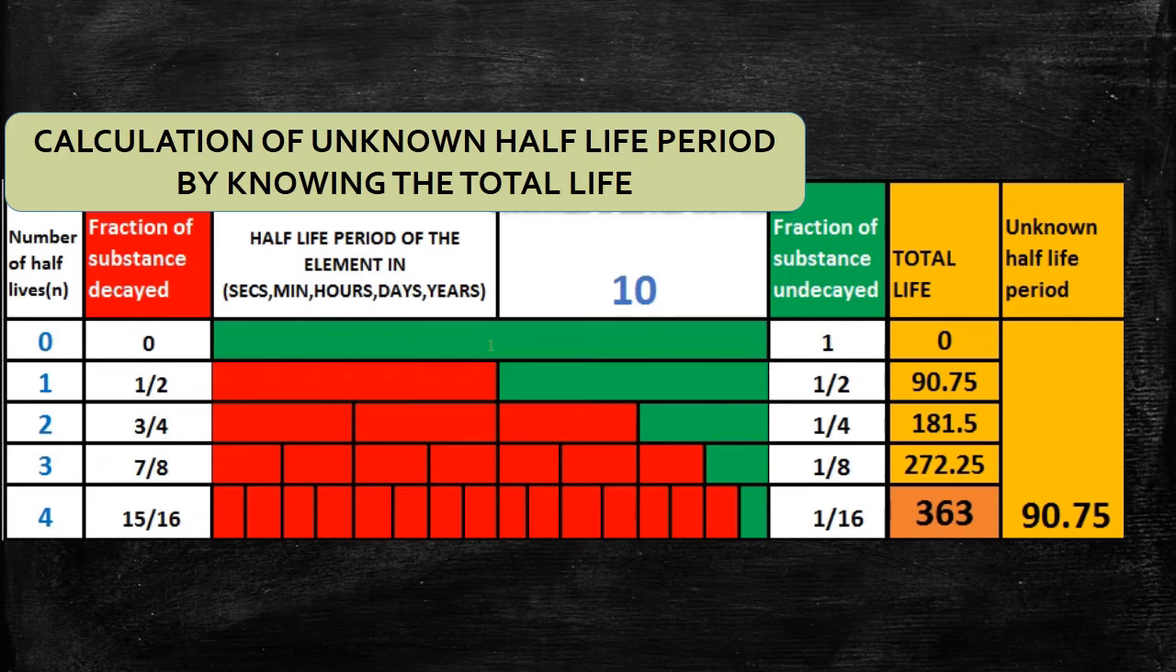From this picture you can easily understand the fraction of substance decayed, fraction of substance undecayed at a particular time. Is it clear? Okay. Here in the last yellowish portion, you can find out the unknown half-life period. By knowing the total life, we are able to calculate which one? The unknown half-life period.